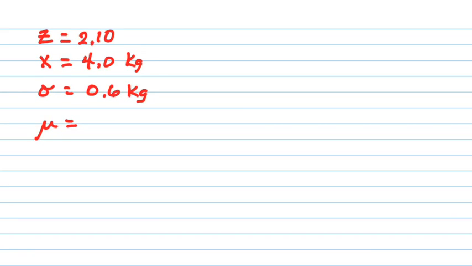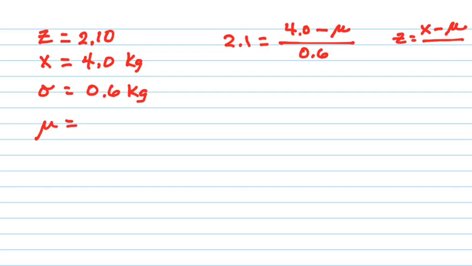So that's our unknown. So plug in everything we know. So 2.1 is equal to 4, and you can put 4.0 if you want to, minus the mean, because I don't know what number that is, divided by 0.6. Take a minute, make sure everybody's on the same page as far as where I put what number and why. All I'm doing is replacing z equals x minus the mean over the standard deviation. So the numbers that I knew, I plugged in. Okay? Now let's solve it.